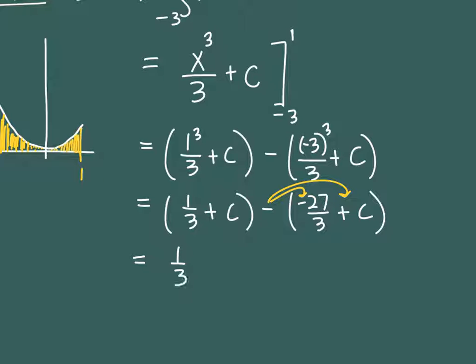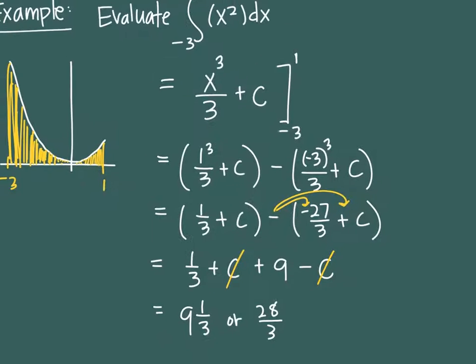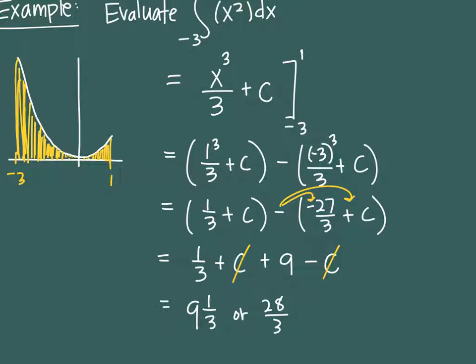So I'll have 1/3 plus c plus 27 over 3, which reduces to 9, and then minus c. So what happens to the c's? They cancel out, because you have a plus c and a minus c, and those will cancel each other out, and so you're left with 1/3 plus 9, which is 9 1/3, or 28/3, which is the exact area trapped under that parabola above the x-axis between the bounds of -3 and 1.